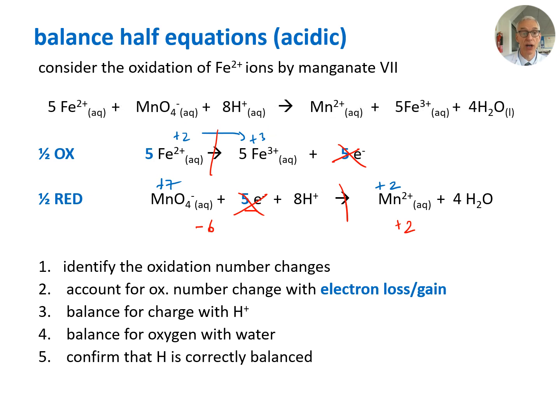So I've got 5 Fe2+, 1 manganate 7, 8H+, 1 manganese 2+, 5 Fe3+, and 4 H2O. So I simply add the oxidation half equation and the reduction half equation together. So all the reactants are listed, all the products are listed, and of course what's been eliminated is the numbers of electrons. It may be that other particles are eliminated, but not in this example.